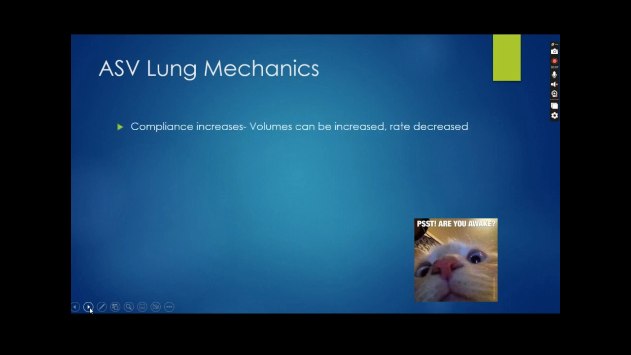So let's look at ASV lung mechanics. As our compliance increases, volumes can be increased, the rate can be decreased. This is mostly applicable to passive patients, but it can also apply to your active/passive patients. So as your compliance decreases, you're going to see your volumes decrease, and you may potentially see your respiratory rate increase as well.